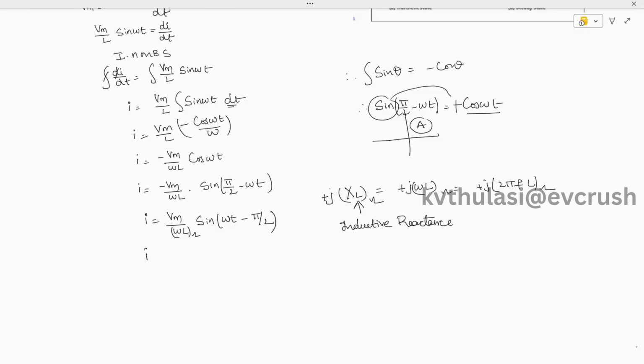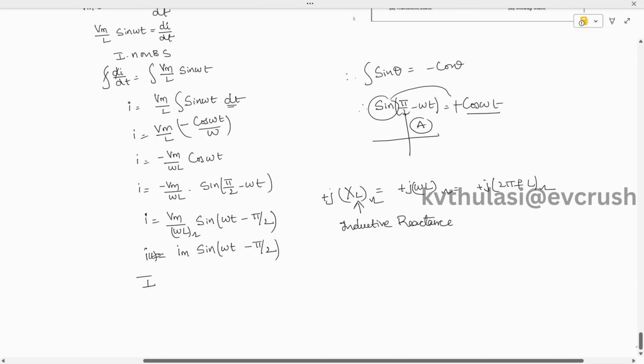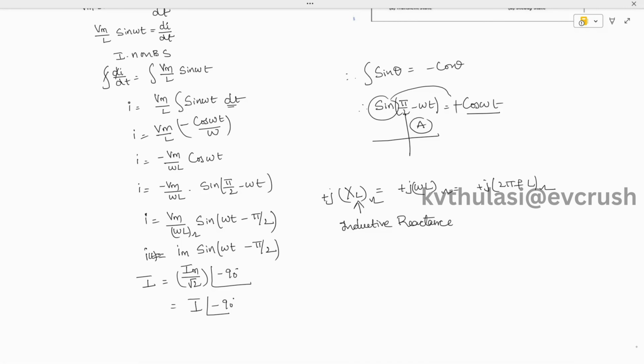Therefore current I is equal to V by R. I'm going to write it as I maximum sine of omega t minus pi by 2. So this is the instantaneous quantity which varies with time. When you want to write the RMS, IRMS is equal to IM, the maximum value obtained here, divided by root 2, into the angle made, which is minus 90 degrees. So this we can write as capital I at an angle of minus 90 degrees. Now let's check why you get the plus or minus here.